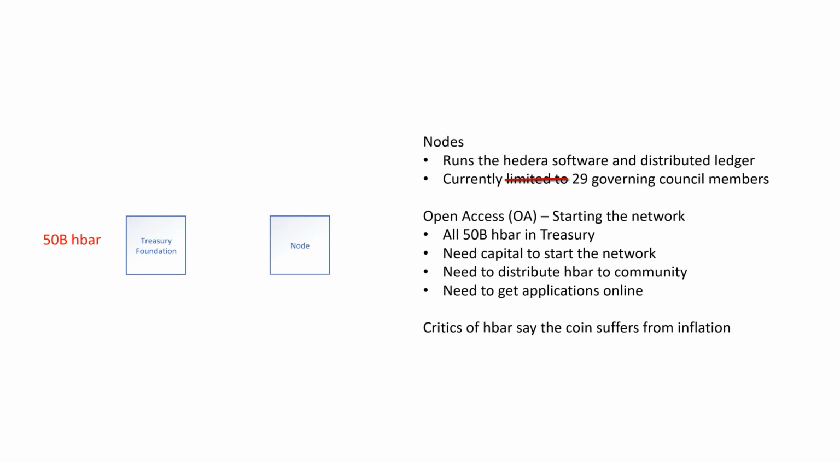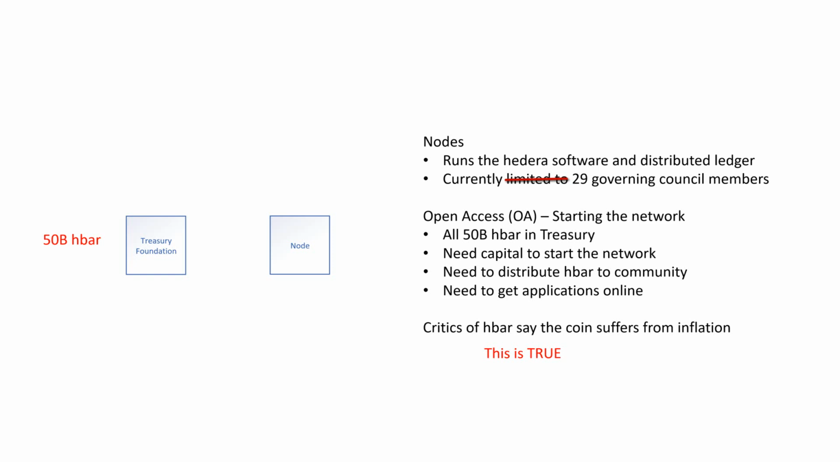At open access, the network started. All 50 billion HBAR started in the treasury. But with the treasury and the nodes in place, the network could start. However, they needed capital to start the network. They needed to distribute the HBAR to the community, and they needed to get applications online.